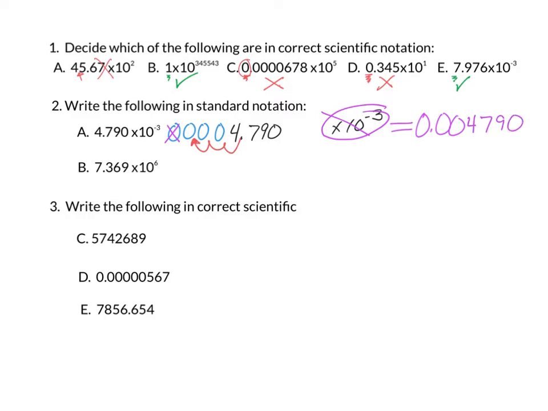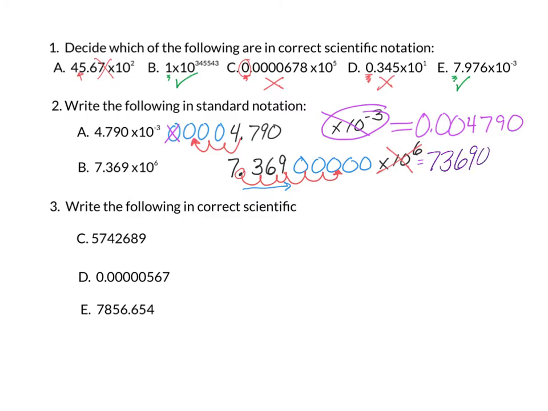Pause for letter B. Again, I'm going to rewrite the number so I have space to write in zeros. In this case, we see that the exponent is larger than 1, and so the answer will be a larger number. I'm going to add some placeholder zeros in this case. And then we're going to move that decimal over 1, 2, 3, 4, 5, and 6. And we get our answer of 7369000.